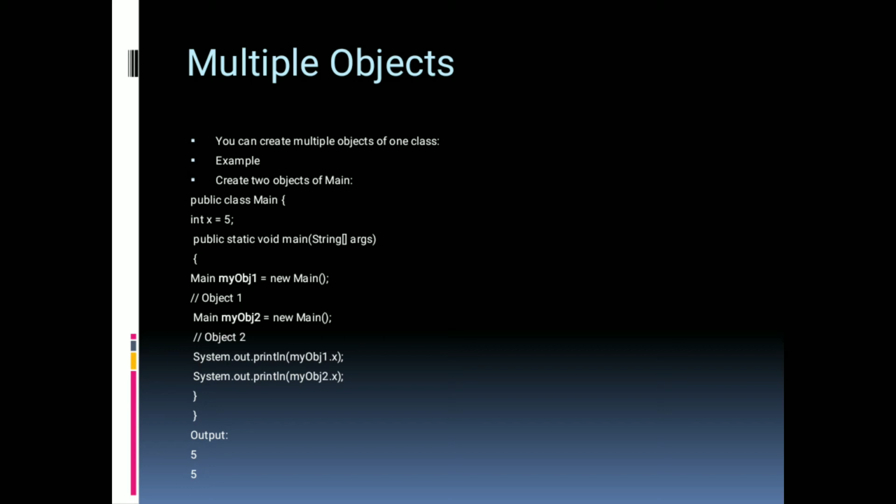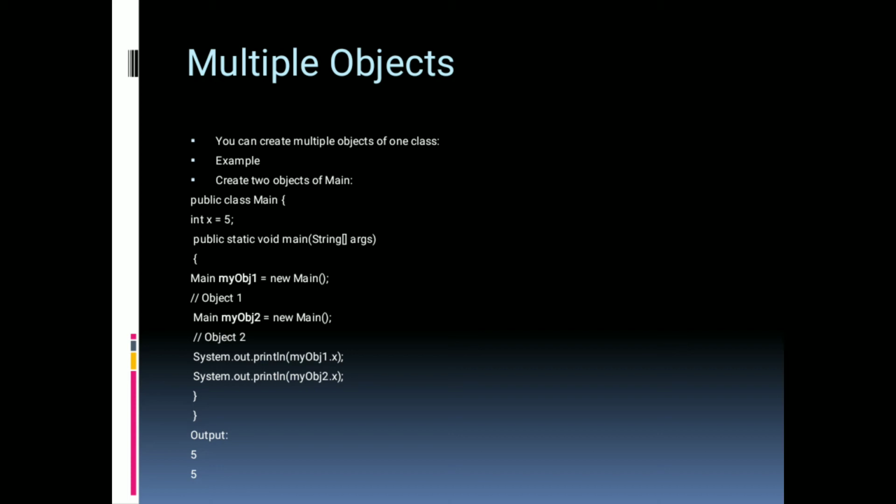Example: create two objects of main. Public class main, int x is equal to 5. Public static void main. In this main, myObj1 is equal to new main. Okay, so here the object is created for the class main. The reference variable here is myObj1.